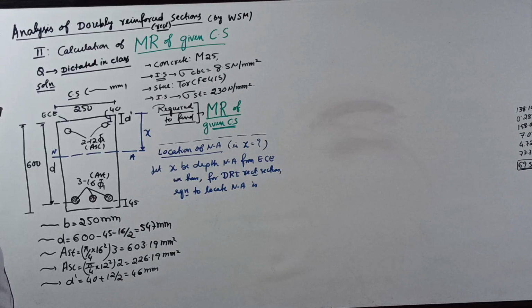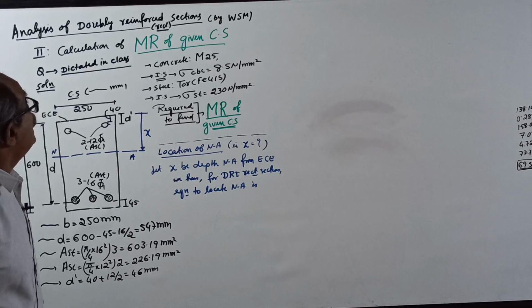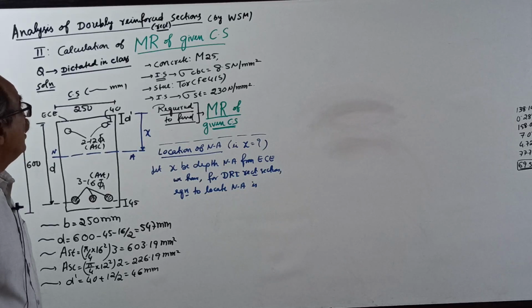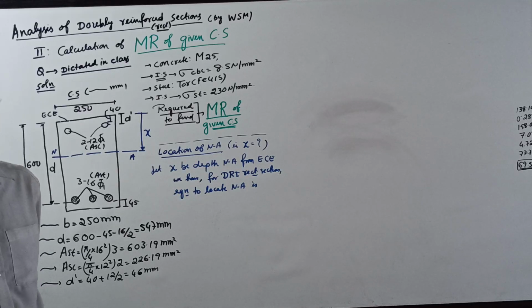A rectangular section of an RC beam is 250 millimeter wide and 600 millimeter deep. It is reinforced on tension side by 3 bars of 16 mm diameter at a clear cover of 45 millimeter and on compression side by 2 bars of 12 mm diameter at a clear cover of 40 millimeter. Taking M25 concrete and steel of grade Fe415, find moment of resistance of the given cross section. Okay, start.